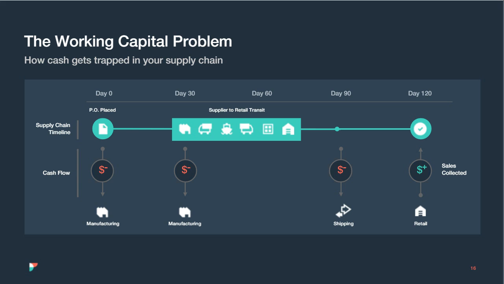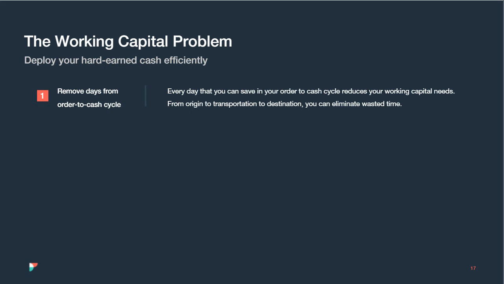But the good news is there's a bunch of ways to solve it, and we'll talk through some of those now. The solutions are not just related to, hey, come talk to Flexport Capital or a lender and let's get financing in place. There's actually a whole variety of different things you can do to optimize your working capital gap. So the first one that I think about is really to remove days from your order to cash cycle.